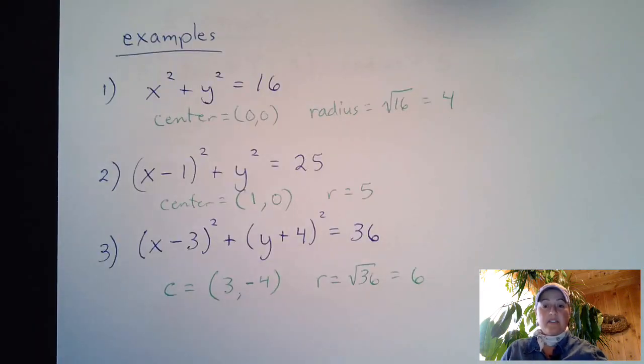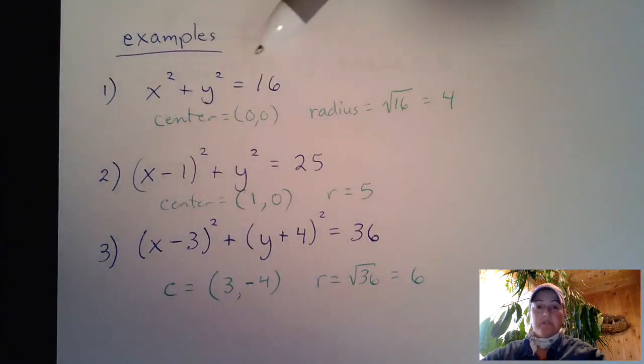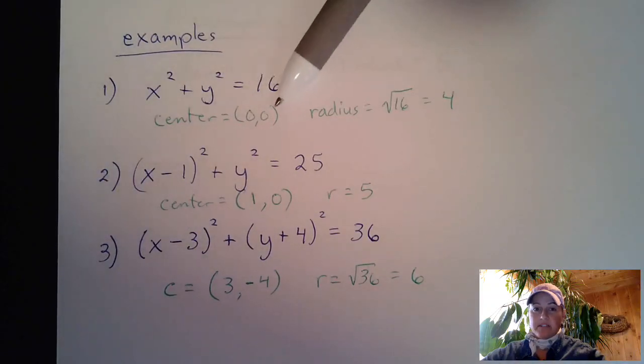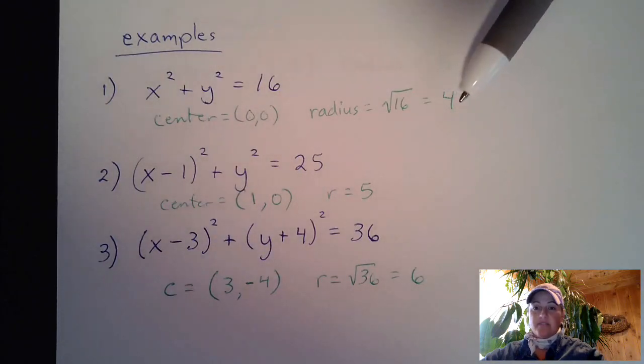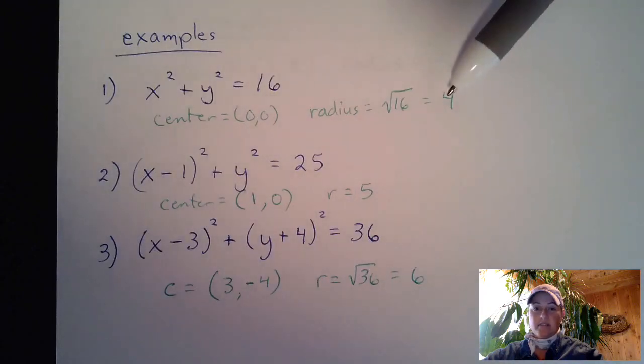Alright, so now let's go through some examples. So I've got x squared plus y squared equals 16. Now there's nothing here with the x, nothing here with the y, so the center is at (0, 0). And then this is r squared, so we have to take the square root of 16, and our radius is 4. Okay. So the center is at (0, 0), and the radius is 4.